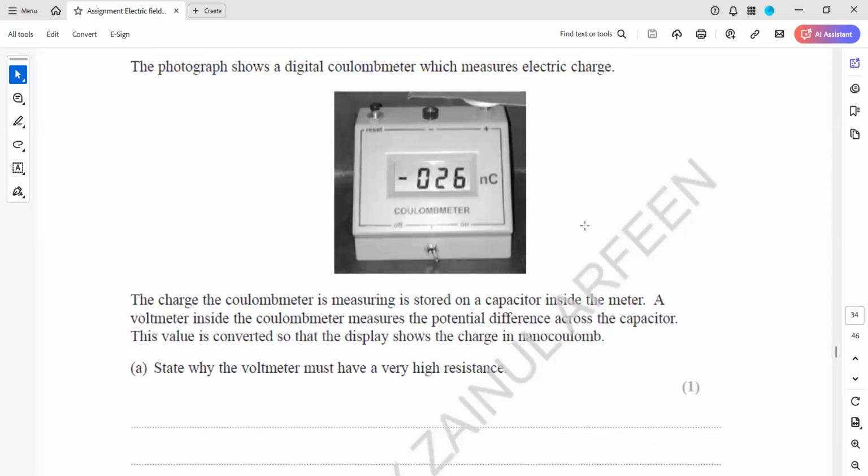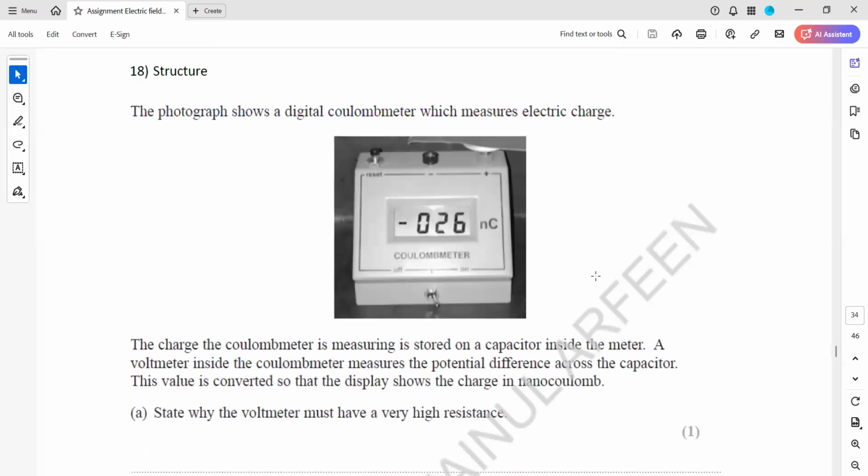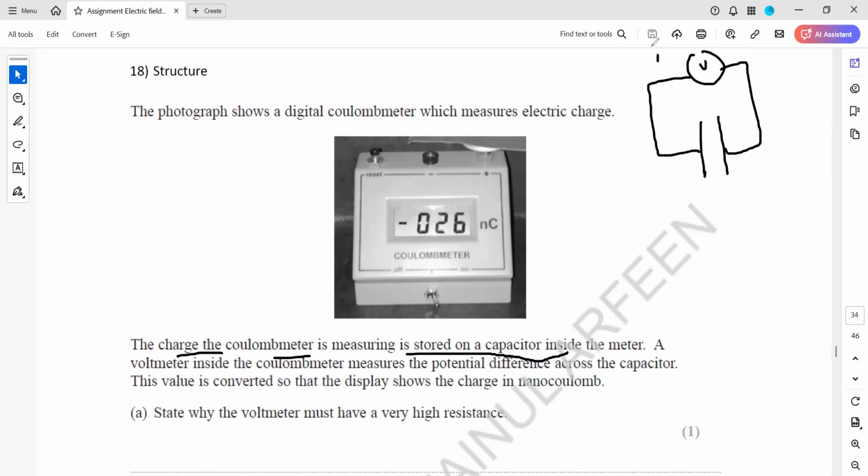Why must the voltmeter have a very high resistance? This is a very common question in electricity: why do we prefer to use a voltmeter with a very high resistance? Because if you read the question, we have a capacitor, and the charge on a Coulomb meter is how much is stored on the capacitor. If a voltmeter which is connected has a low resistance, then what will happen? The capacitor might discharge and lose some of the charge. We don't want the charge to flow. We want to keep the charge on the capacitor.